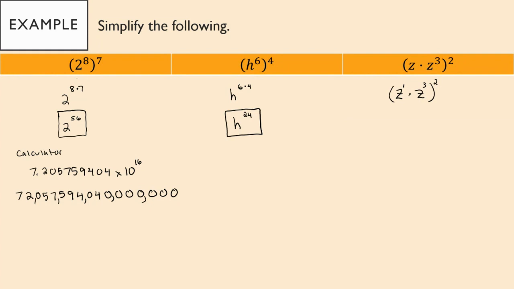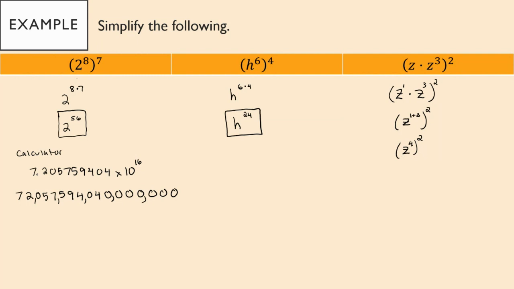When we multiply those things with z's, you add the exponents. Normally I just do the addition and the multiplication in my head, but I want to write every step here. So we have z and then 1 plus 3. So we're going to get z to the 4th and then to the 2nd. So you simplify inside the parentheses first, just like with the regular order of operations where you do parentheses first.